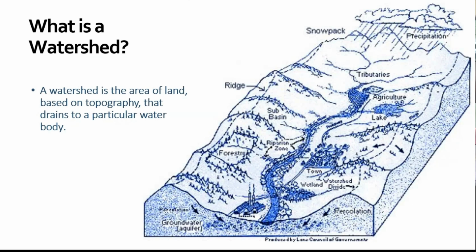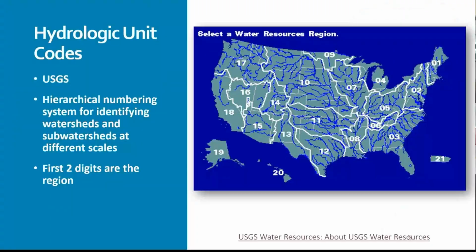So first of all, what is a watershed? And maybe most of you know this already, but a watershed is an area of land based on topography that drains to a particular water body. And many times we talk about either subwatersheds or HUCs, hydrologic unit codes. So I just wanted to take a moment to explain what we're talking about when we say that.